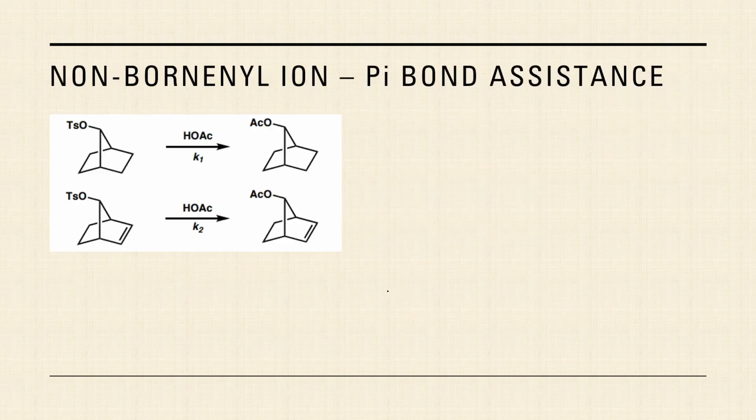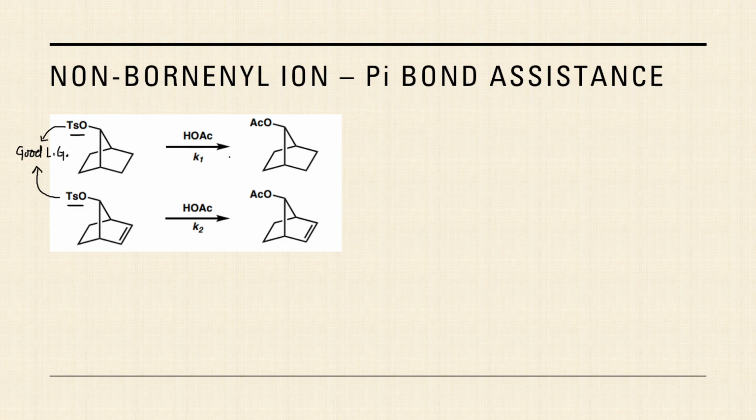The next one is the non-Bornonyl ion, or non-Bornonyl system, in which there is a pi bond assistance. इसको समझने की कोशिश करते हैं. जैसे कि ये कंपाउंड आपने देखा कि यहाँ पे OTS है. This OTS is a good leaving group. When it leaves, I'll get a carbocation over here. इसी पोजीशन पे ACO आके अटैक करता है. ACOH मतलब एसिटिक एसिड से जो एसिटेट निकला था वो आके यहाँ पे अटैक कर रहा है.